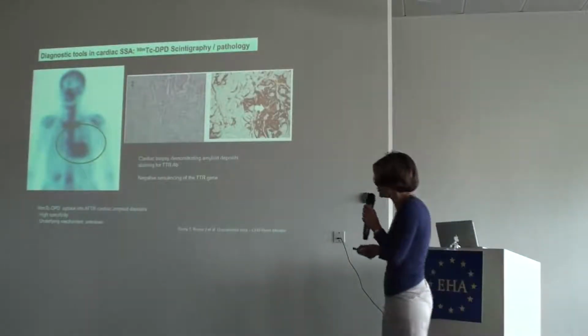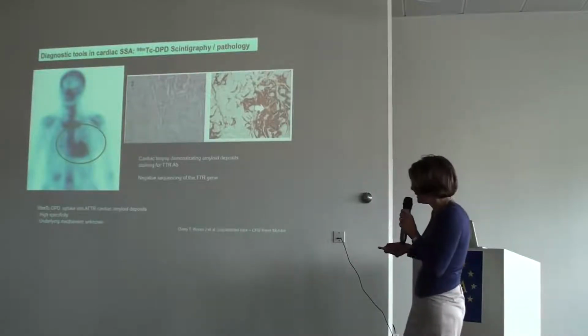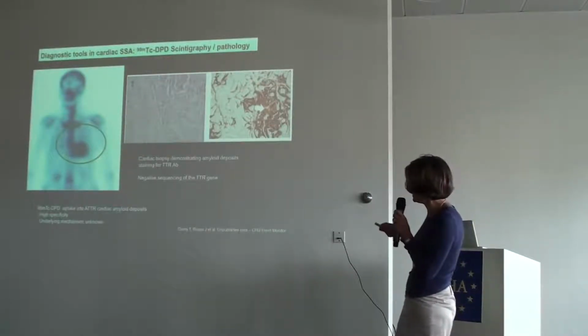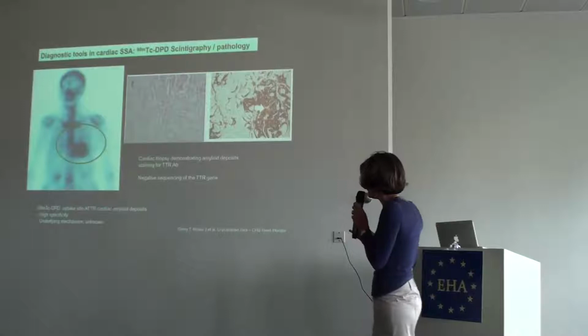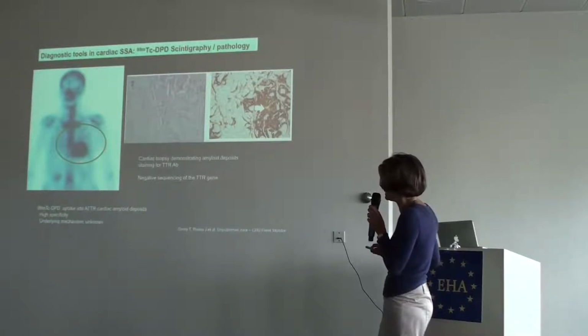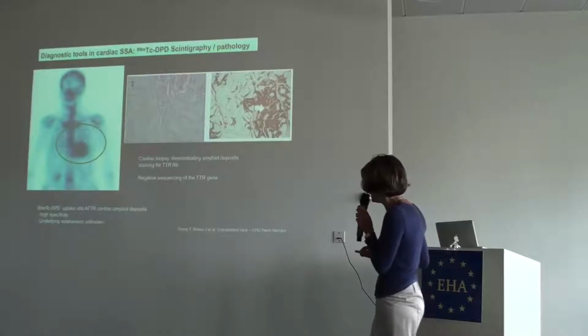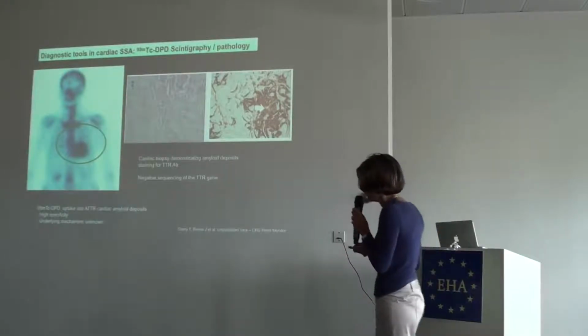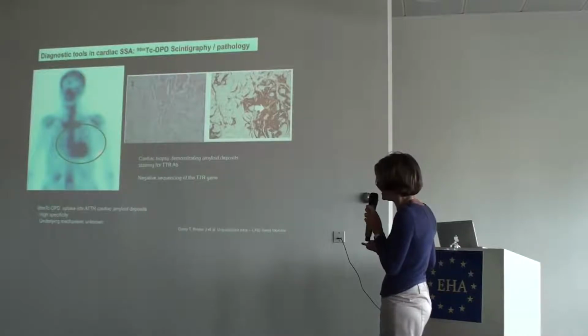Another important tool is scintigraphy. We now currently use this 99 technetium DPD scintigraphy, which is a derived phosphonate scintigraphy, whose uptake in ATTR cardiac amyloidosis is relatively specific. It's not fully specific, but when you have this type of imaging with DPD scintigraphy, this man is highly suspected to have TTR amyloidosis, wild-type TTR amyloidosis.